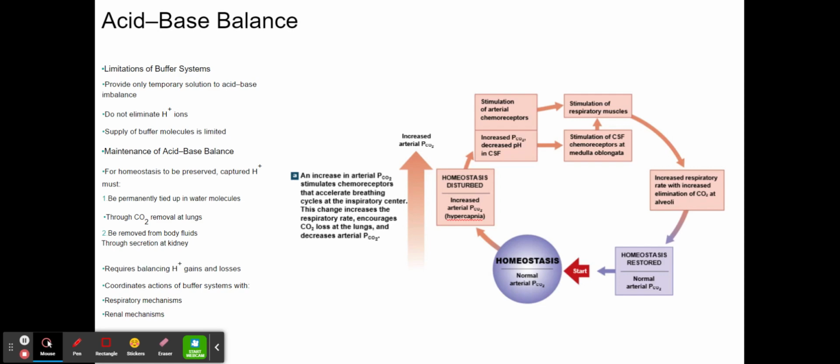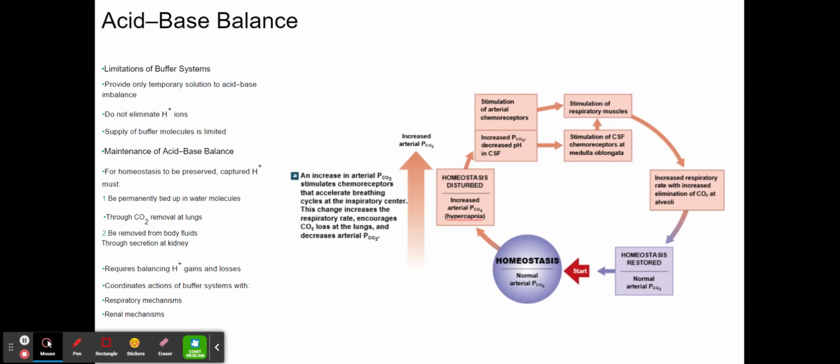Buffer systems can tie up excess hydrogen, but they provide only a temporary solution to an acid-base imbalance. The hydrogen ions are merely rendered harmless. They are not eliminated. To preserve homeostasis, the captured hydrogen must ultimately be either permanently tied up in water molecules through the removal of carbon dioxide by the lungs, or removed from the body fluids through secretion by the kidneys.